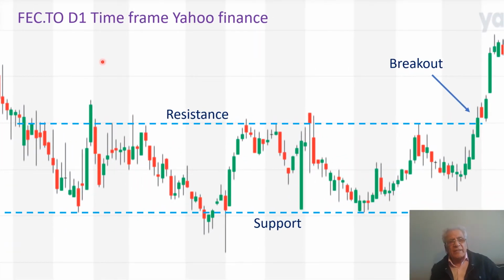This is Yahoo Finance FEC stock and the one-time frame. This is a range market. So first, I recommend the traders draw their support and resistance level to see whether the trend experiences sideways movement with a good distance between, that is, if this distance be a good distance, then you can trade. If it be a small distance, then you cannot trade, or maybe the trend is in a choppy fashion that is too risky to enter the trade.